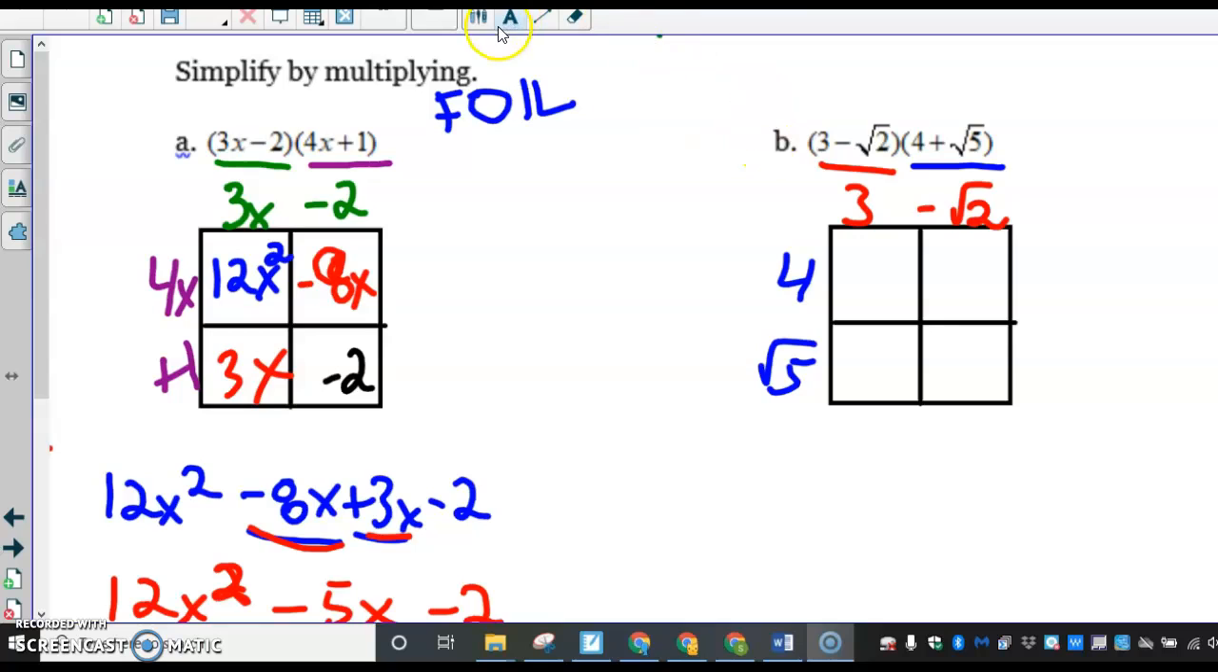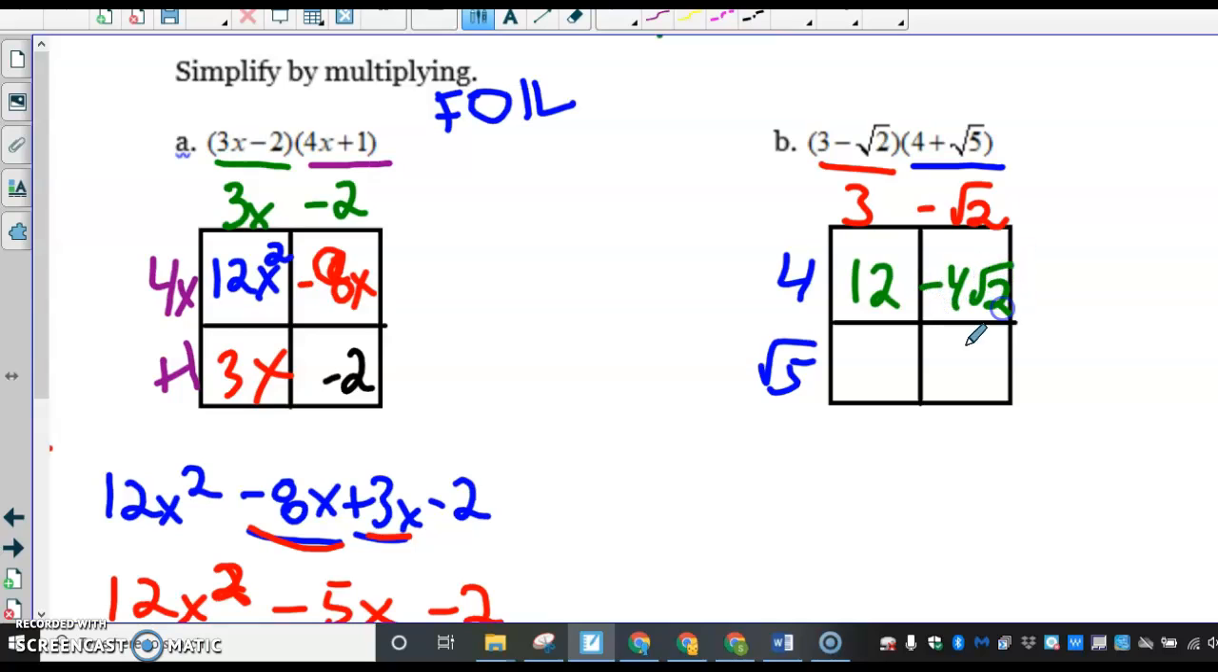So this is now the same idea. There's still two binomials. It's just that the binomials are going to include radicals. So we've got to be careful about this. So 4 times 3 is 12. 4 times negative the square root of 2 is 4, so that negative goes out front, so negative 4 root 2.